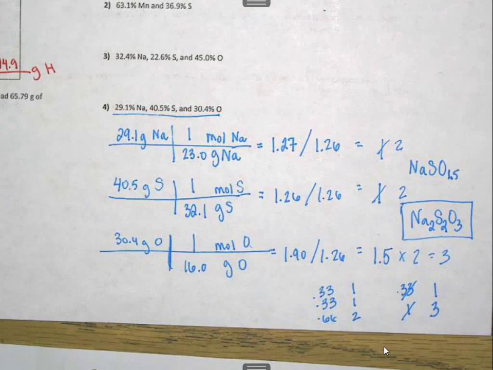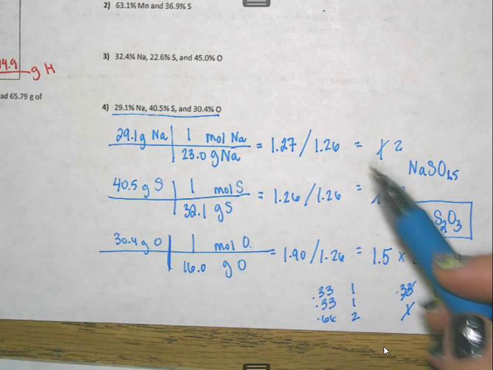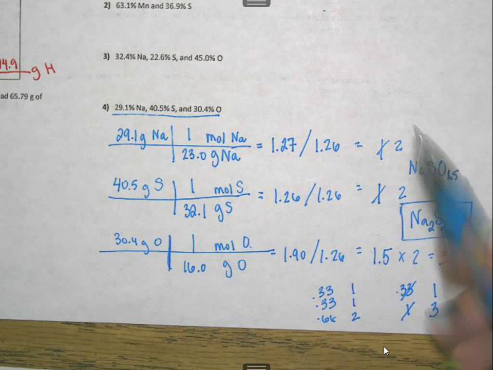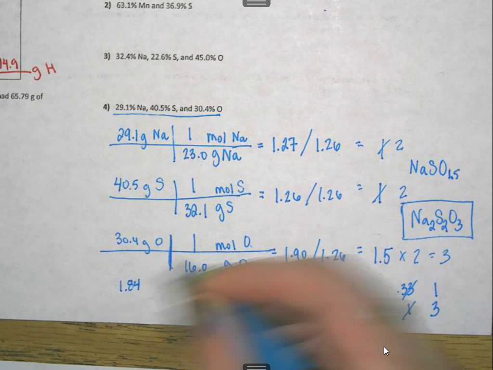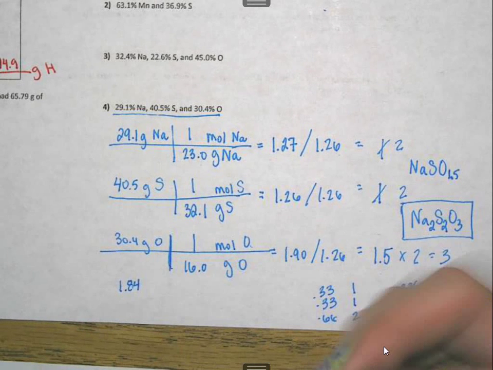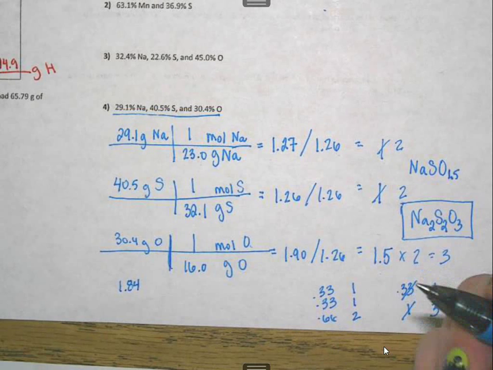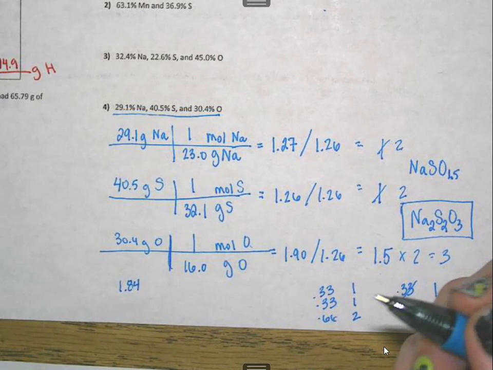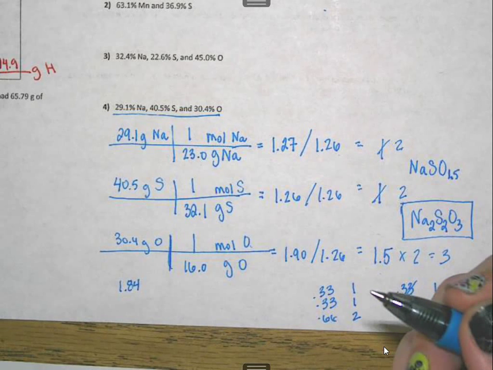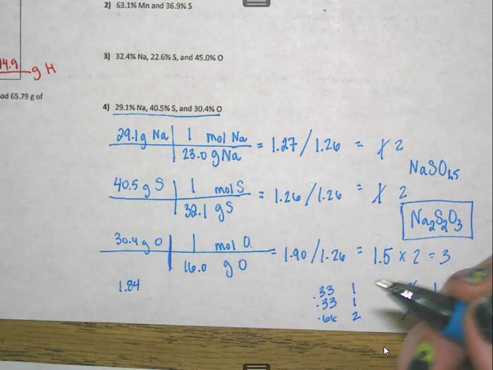Questions people sometimes ask: Miss Houston, what if I end up with like 1.84? Do I round that up? I've never seen it work out like that. It's always closer to a half, closer to a third, or closer to a whole number. You really shouldn't be having to round up more than a couple hundredths. Does that make sense without seeing many of these? Alright, Gavin, do you have a question?